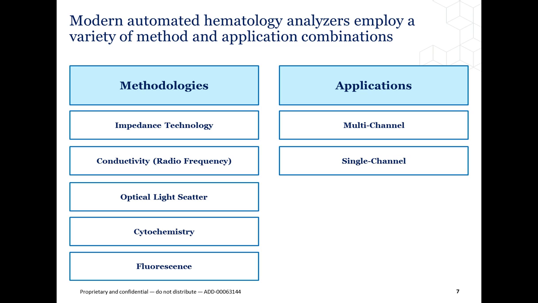I will now review several commonly used technologies used in automated WBC and differential analysis, beginning with impedance technology, RF conductivity, optical light scatter, cytochemistry, and the use of fluorescence detection. After a review of the methods, I will provide an overview of how these technologies are incorporated in the multi- or single-channel applications.